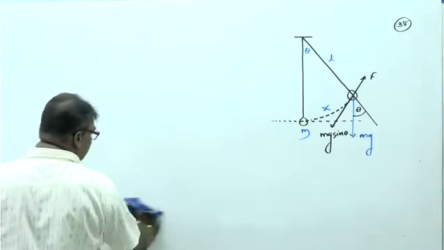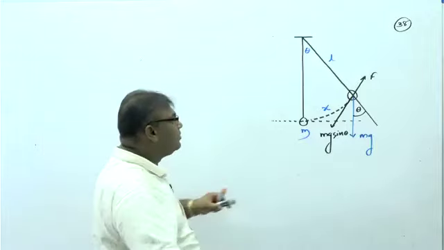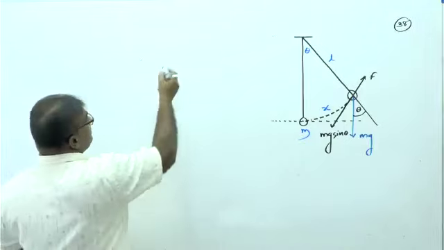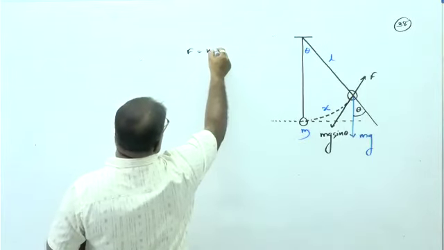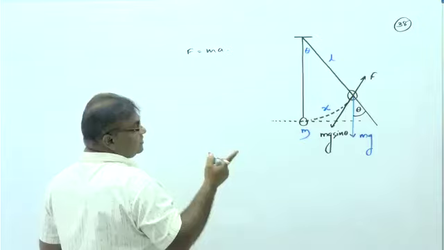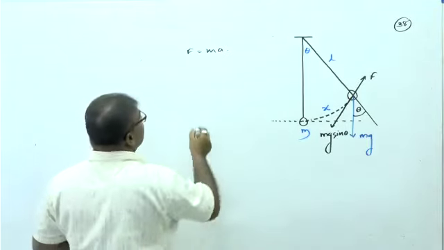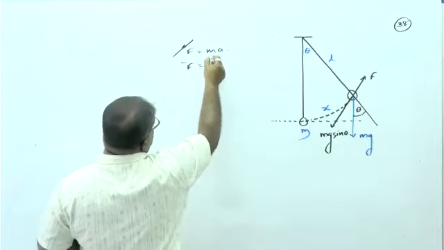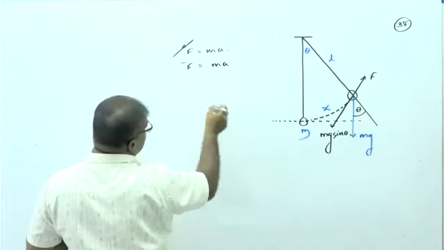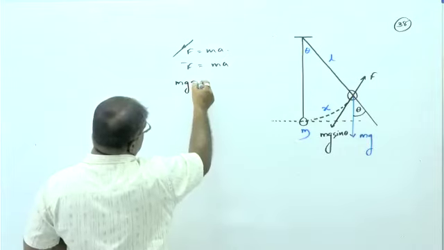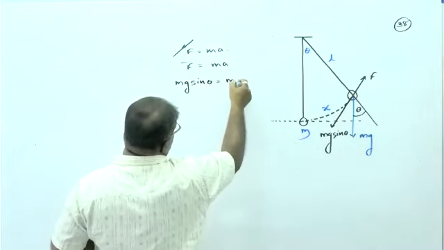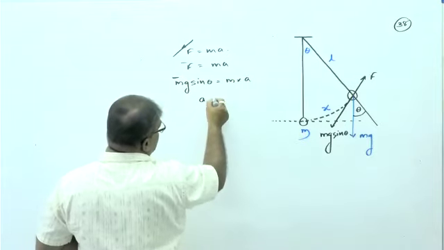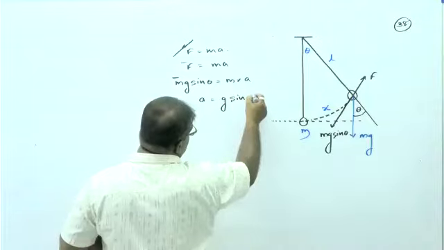Simple harmonic motion operates only for this one, not for the applied force. Then applying F equals ma just after release, towards the center of oscillation, the force is minus mg sin theta equals ma. Mass cancels, so a becomes minus g sin theta.